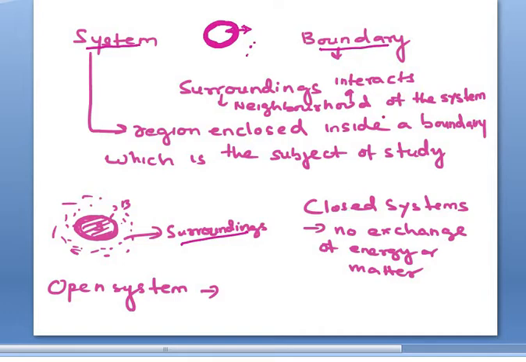Now again, systems can be of two types: closed systems, where there is no exchange of energy or matter with the surroundings; and open systems, where there is exchange of both energy and matter, or energy and particles. So now we have defined the prerequisites for a thermodynamic course, that is a system, a boundary and a surrounding.